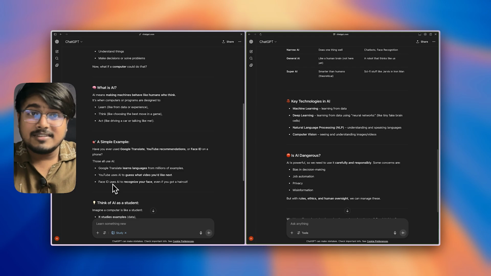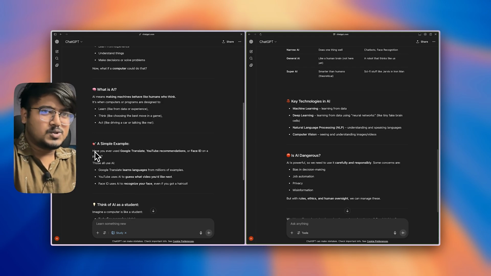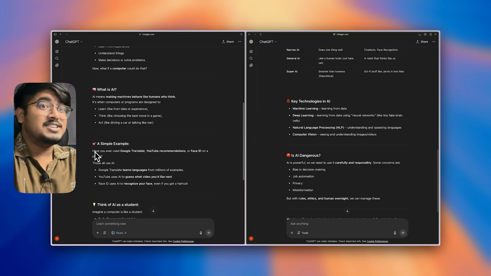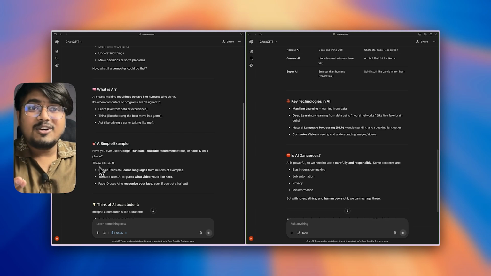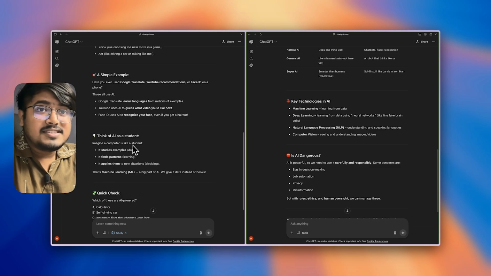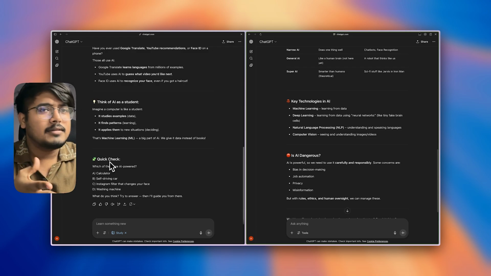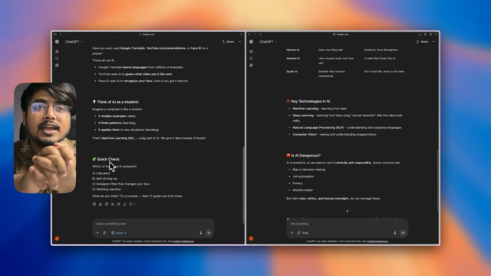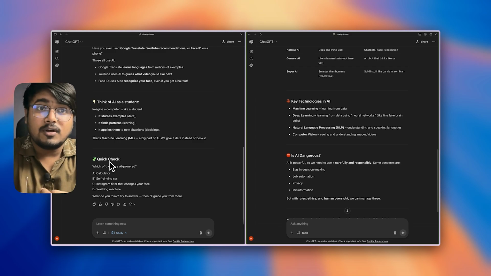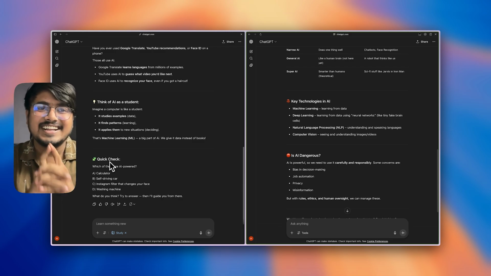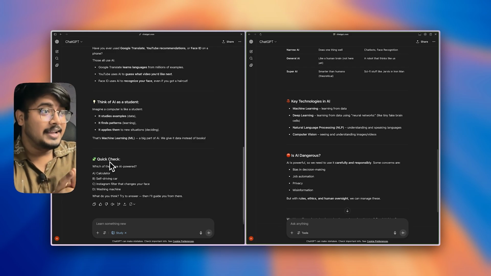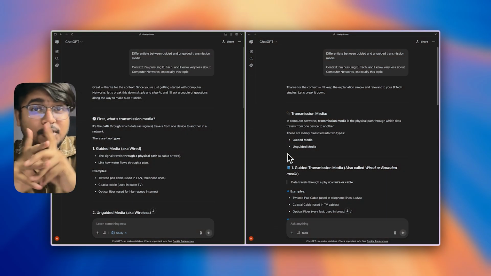Now you see the simple example here. Have you ever used Google Translate, YouTube recommendation, or Face ID on your phone? Those all use AI. Think of AI as a student. Quick check. It not only told me a few examples, but it was also checking if I really understand that concept or not. How interesting it is if you're someone who wants to build a concept. Now at this moment I'm not convinced.